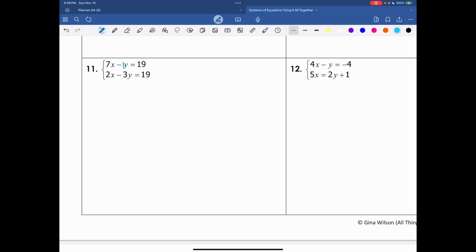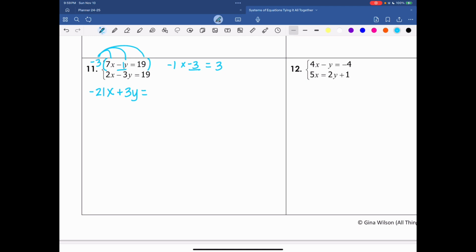So now I need to determine, what do I need to multiply negative 1 by to create a positive 3? I know that a negative times a negative equals a positive, and therefore I'm going to need to multiply the top equation by negative 3. So negative 3 times 7 is negative 21x. Negative 3 times negative 1y is a positive 3y.